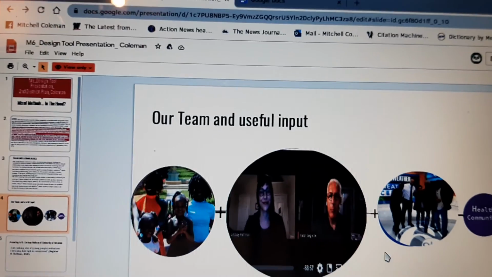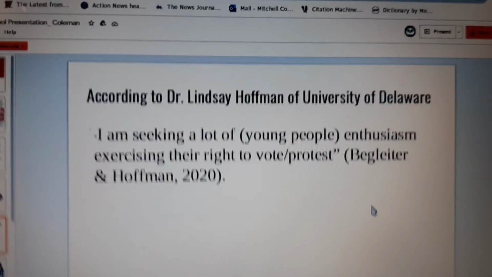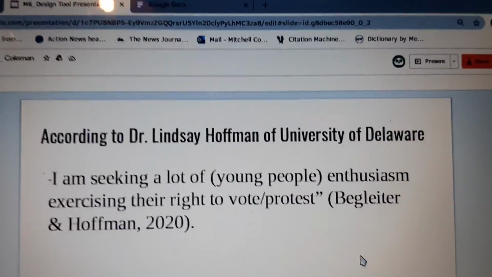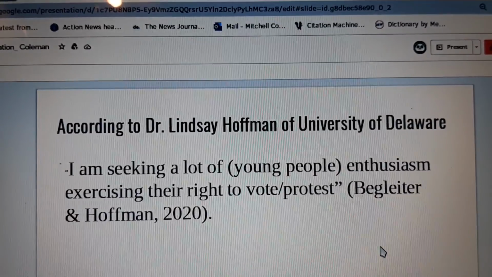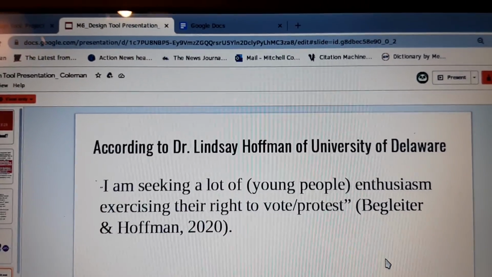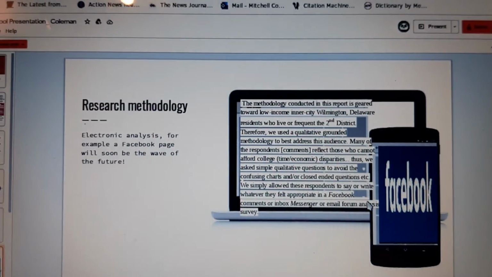But a lot of times when you're trying to attach a Google Doc, you're trying to talk to a teammate. Here's a great quote I have from Dr. Hoffman. According to Dr. Lindsay Hoffman at the University of Delaware, I am seeking a lot of young people enthusiasm, exercising their right to vote, protest, and thus forth. Meaning that are these young people making a change?